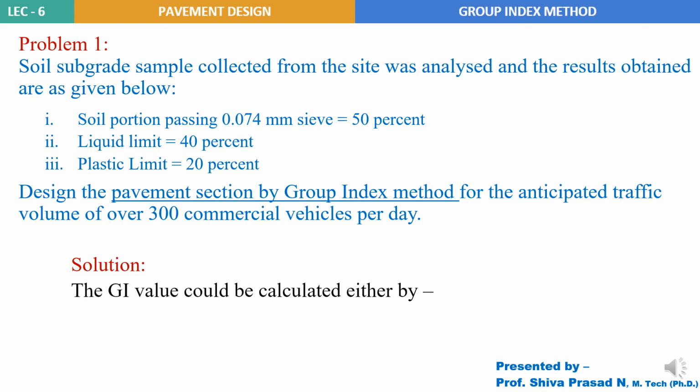The first step is to find the group index value. We can obtain its value either by using the index charts or the group index equation. That's what we saw in the procedure. Either by using the charts you can obtain the group index value of the soil subgrade, or another way is by using the HRB soil classification equation. Now we will follow both ways to solve this problem.